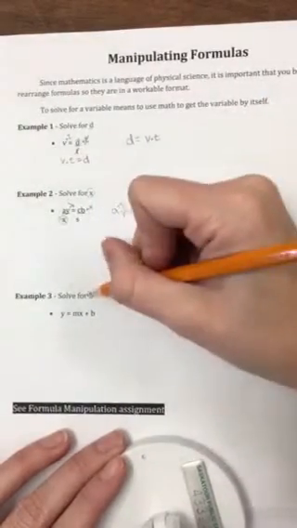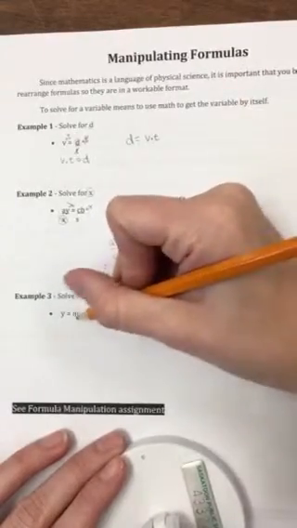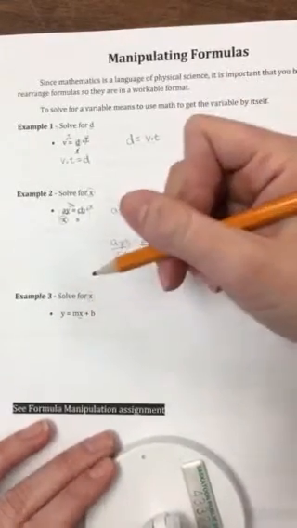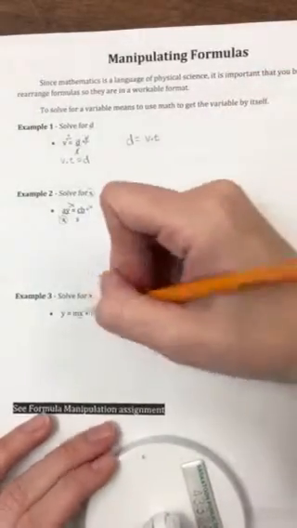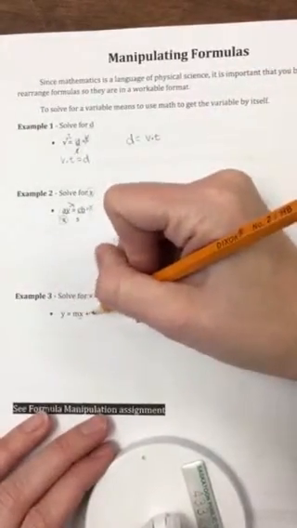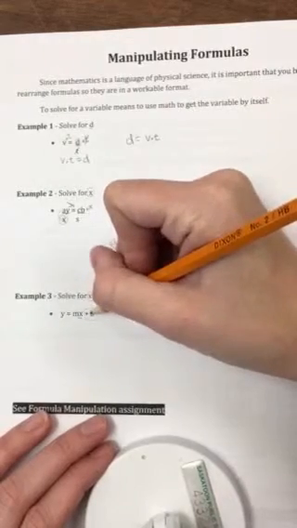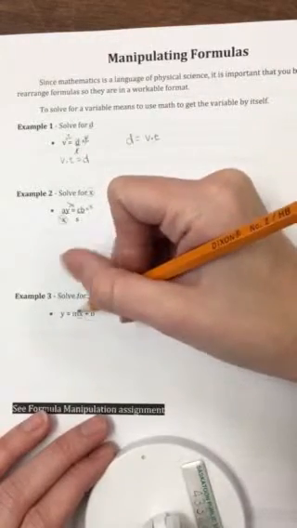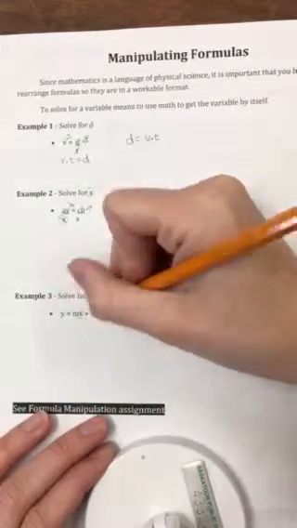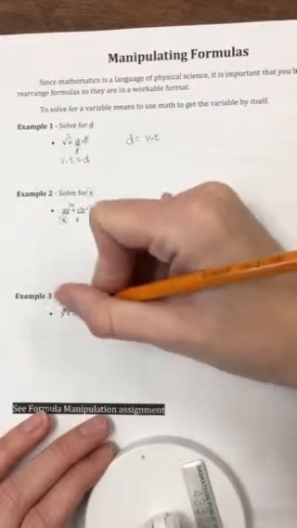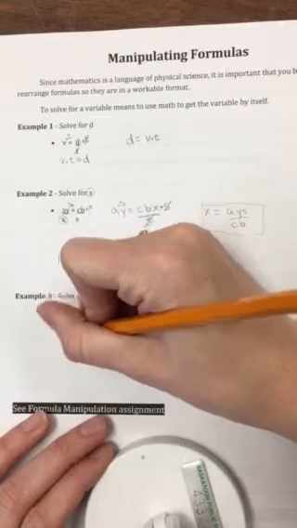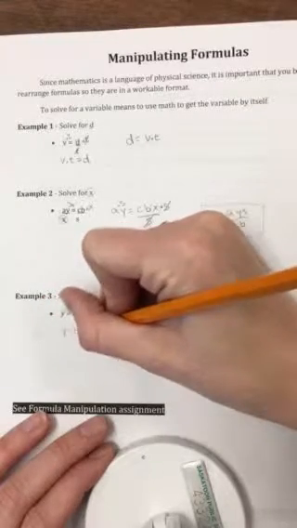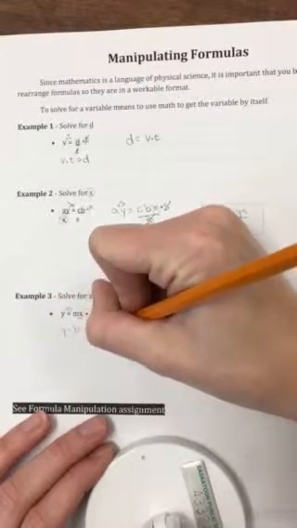And then the last one, again, we're trying to solve for x. Now this one has got some addition in it. So far all we've been doing is multiplication and division. So the first step to getting this by itself is moving this b. Right now b is being added, so to move it to the other side we need to subtract. So we subtract b. So we'll get y minus b equals m x.